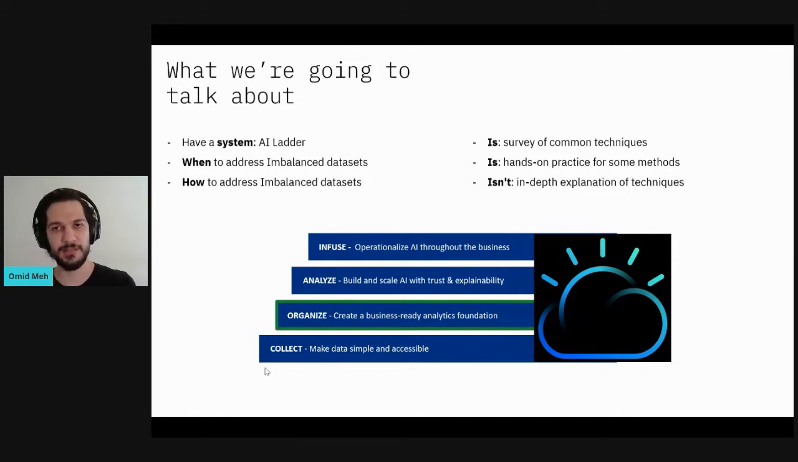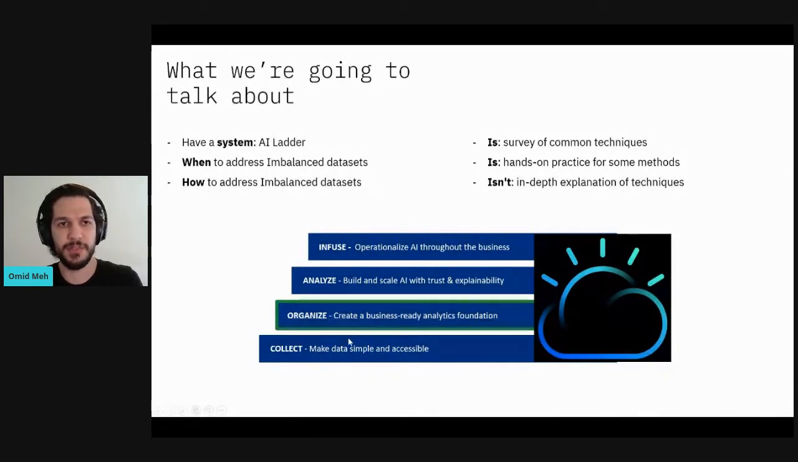Then you go through analysis. Now that you have clean, ready data, you're going to build your models. And then at the end, you infuse these models' insights into your final projects, into your product, business processes, whatever it is. So what we're going to talk about is a step in the data preparation part. It falls under the organized part of the ladder, the second step. And we'll go over how you can address these.